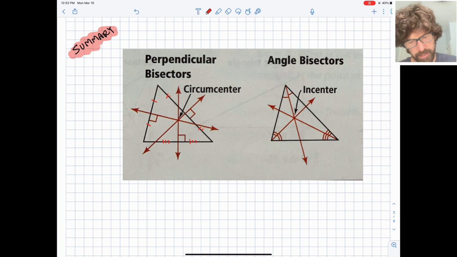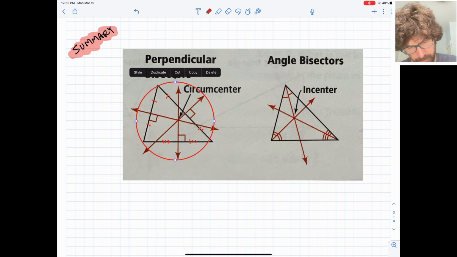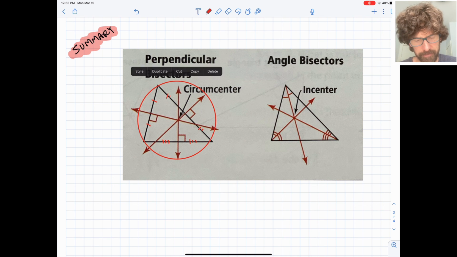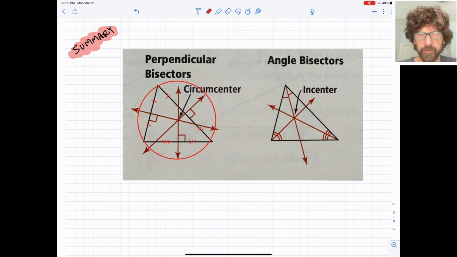The circumcenter is the center of the circle that goes through all three vertices. I'm not exactly matching it, but I'm pretty close. So that circle I just drew, its center is the circumcenter, and that circle will go through all three vertices of the triangle. That's called a circumscribed circle.